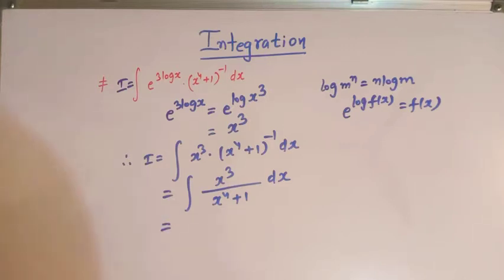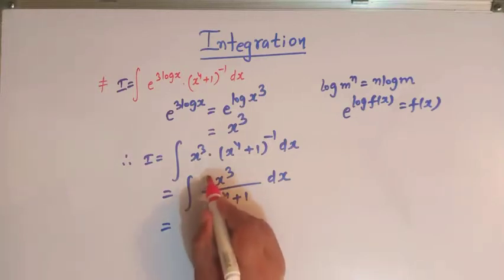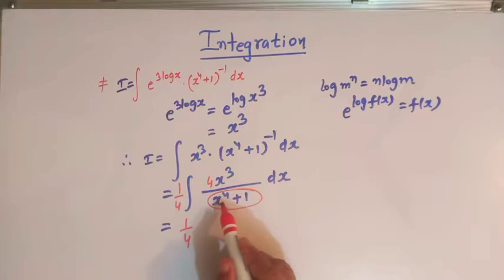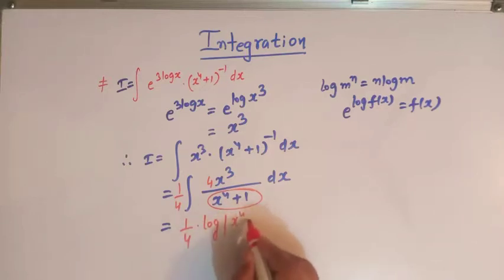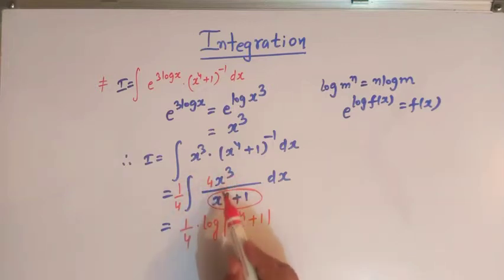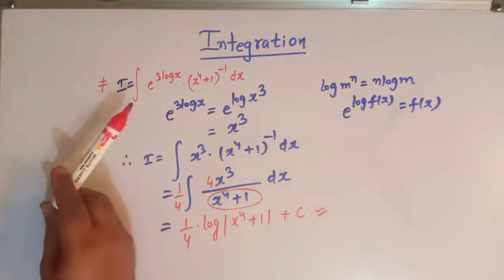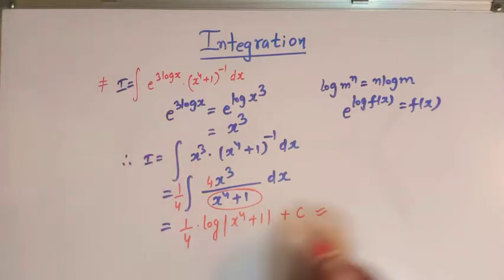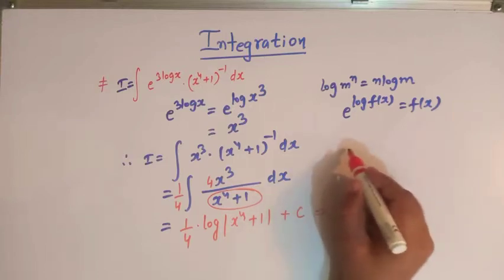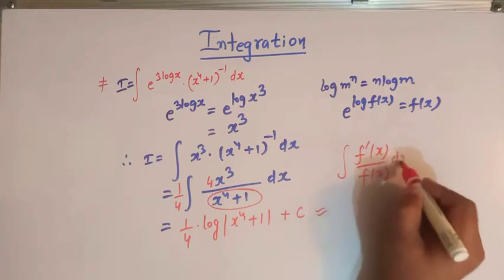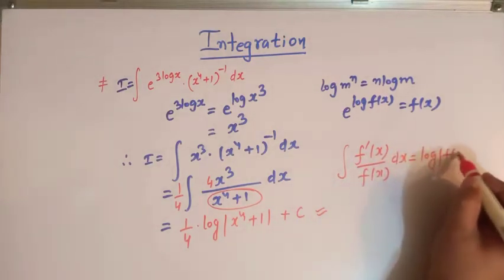And now if we multiply the numerator by 4 and divide it by 4, we see that the derivative of this function is present in the numerator. So this is log of x raised to 4 plus 1, because the integral of 4x cubed divided by x raised to 4 plus 1 is log of mod of x raised to 4 plus 1 plus c. So this is the integral of this function, right? And here we have used the fact that integral of f prime of x divided by f of x dx is log of f of x. Clear?